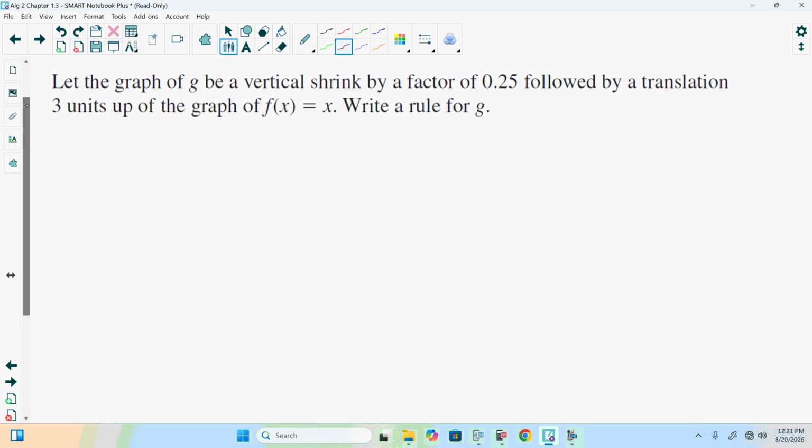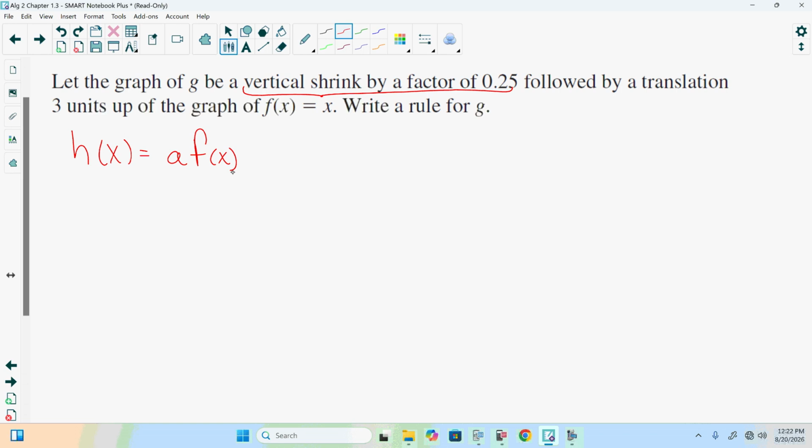So the way I approach all of these is we take it one transformation at a time. So the first transformation they tell us is a vertical shrink by a factor of 0.25. Now, what we call this really doesn't make a difference. We can call it h of x, g of x, l of x, m of x. Doesn't matter. We're just going to call it g of x for now, or h of x for now.